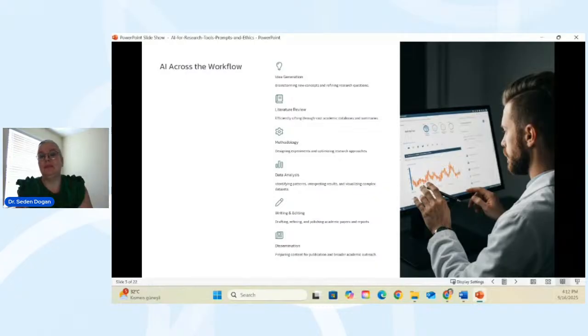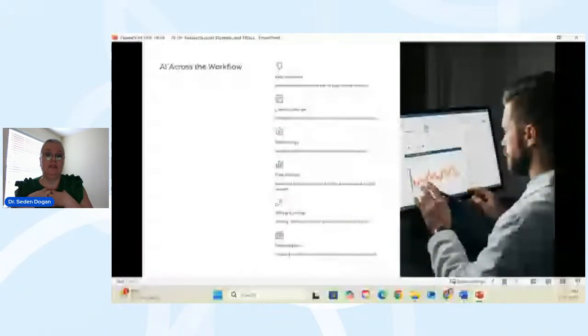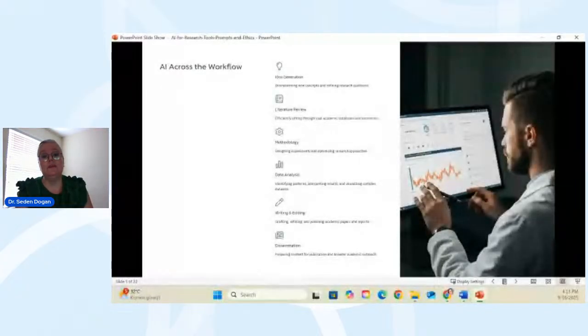And also it can support dissemination, creating summaries or posters. But what we always have to remember is that AI is a co-pilot. We are the pilot and we are flying the plane. AI-engaged publications are booming right now, and the adoption, on the other hand, is not equal. Senior researchers and, interestingly, women tend to use AI less, and the reason is lack of training or trust.